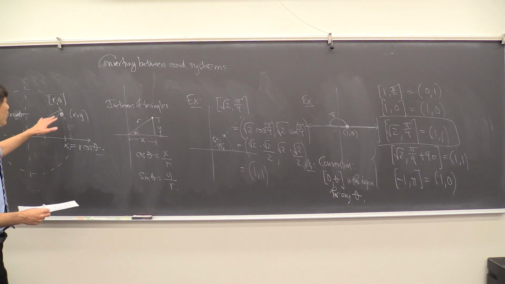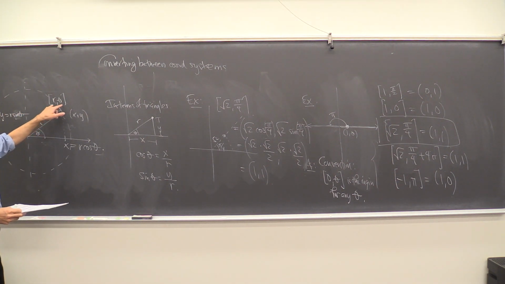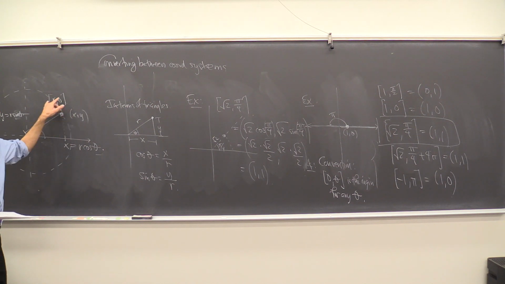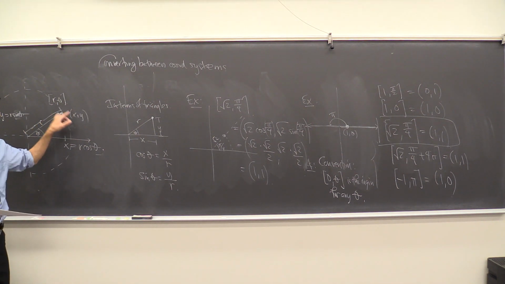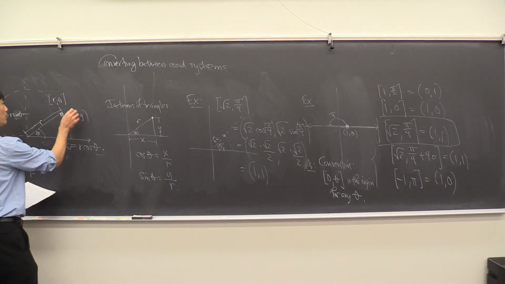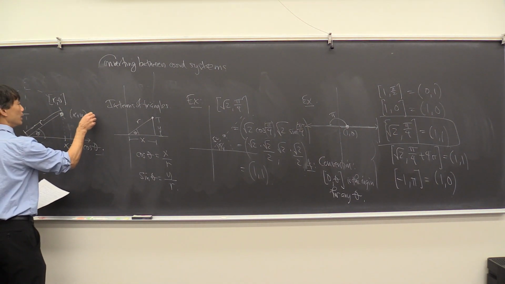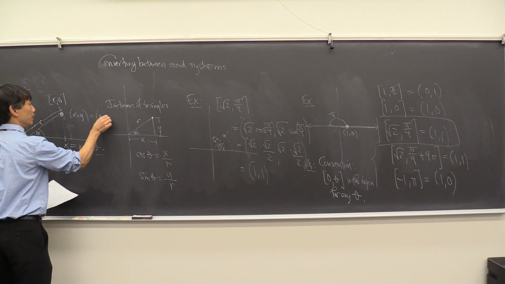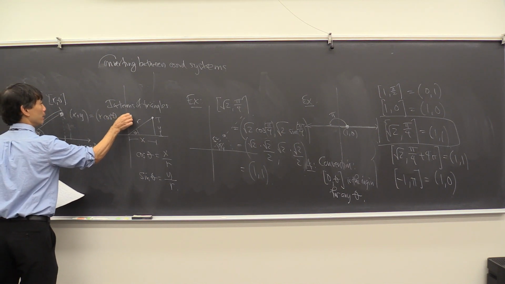Okay, so going from the polar coordinates to the Cartesian coordinates, you just use cosine and sine. So you get r cosine theta. This point is actually going to be r cosine theta, r sine theta.